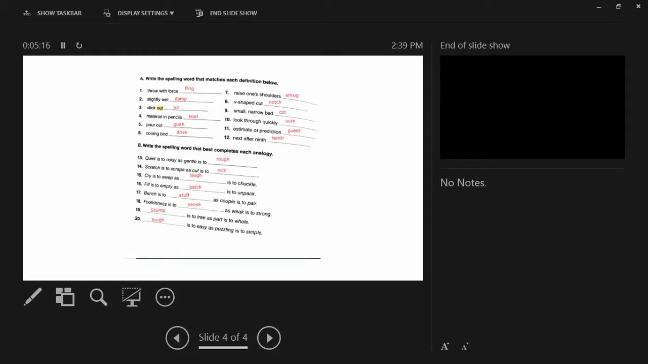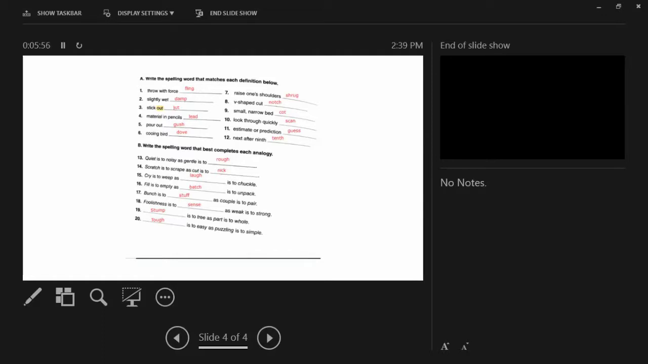Number 14, scratch is to scrape, as cut is to nick. So the 14th one is just like a synonymous meaning, same meaning, like scratch and scrape, and cut and nick. Nick is also a kind of cutting. 15, cry is to weep, same like synonym, same meaning almost, as laugh is to chuckle. So laugh is to laugh heartily, and chuckle is kind of a little laughing. Number 16, fill is to empty, as badge is to unpack.